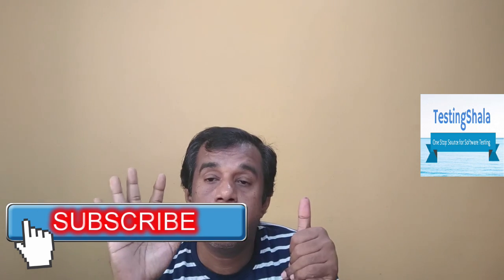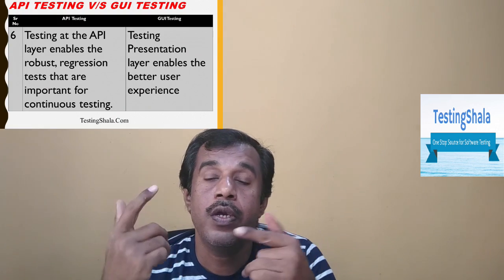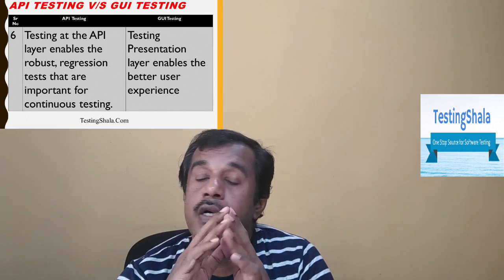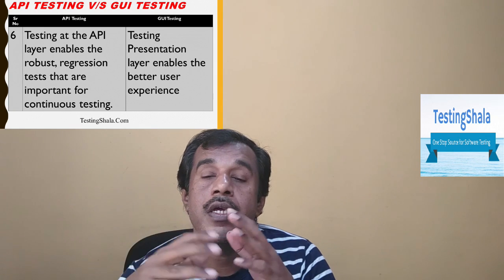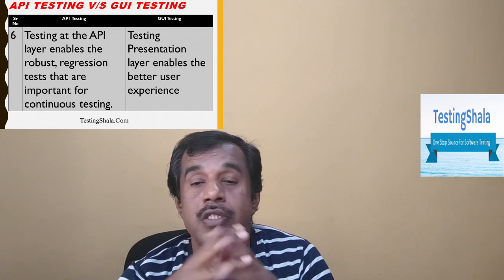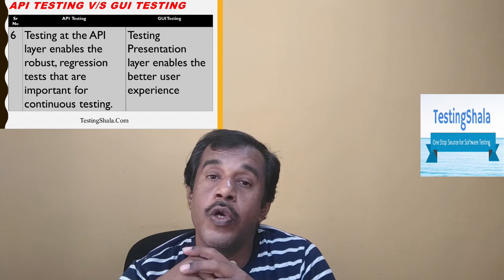The sixth important difference is API testing is normally performed just to ensure that we are doing continuous testing. That means we are looking for very solid, rock solid regression tests, which can be executed at the business logic layer itself, rather than coming from the UI layer.